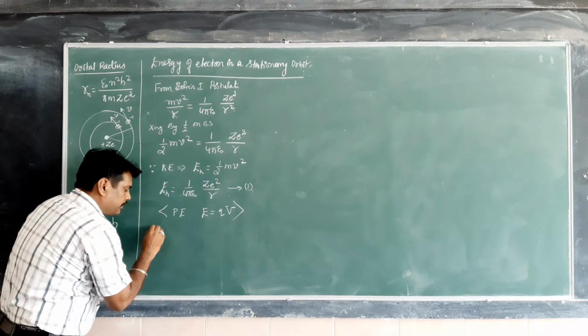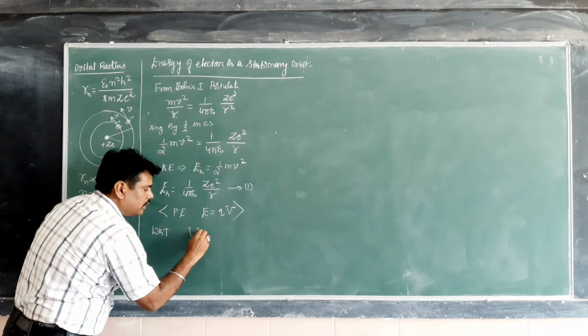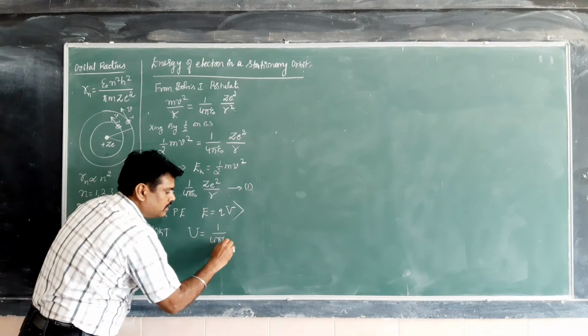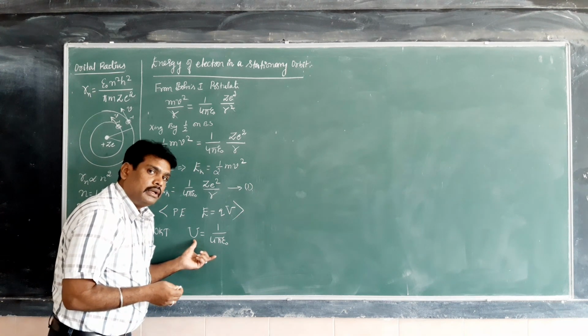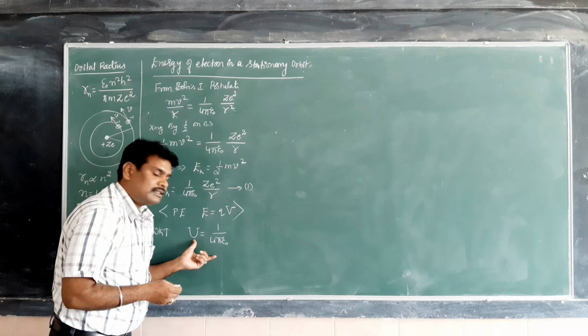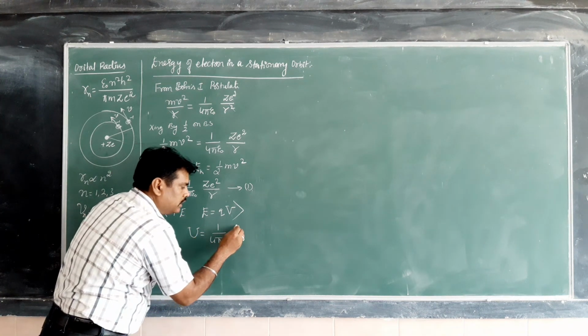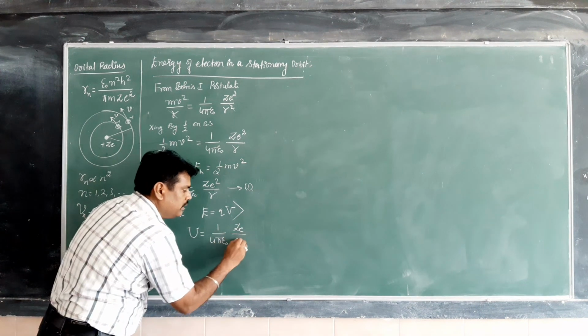We know that. What is the formula for potential? V is equal to 1 divided by 4 pi epsilon naught. This derivation you already did in chapter number 2, Electric Potential and Capacitors, where you already derived this one. V is equal to 1 by 4 pi epsilon naught into charge, the charge is plus Z, divided by only the distance.